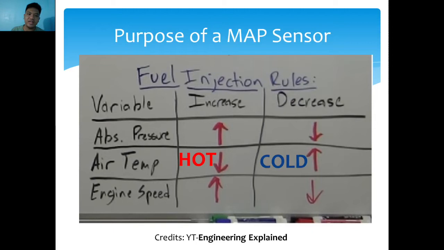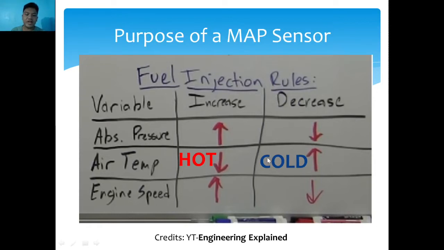So in here you can see most of the variables. Credits to Engineering Explained, this is where I mostly get my data from. So, absolute pressure inside the intake manifold. If the absolute pressure increases, it means you need to send more fuel. And again, if the pressure decreases, you need to send less fuel, because the absolute pressure is how the ECU interprets the pressure from the outside of the engine to the inside of the intake manifold.